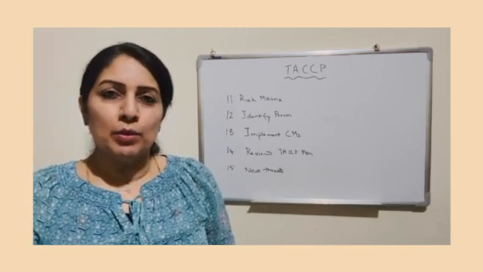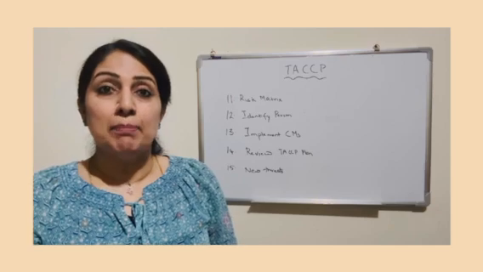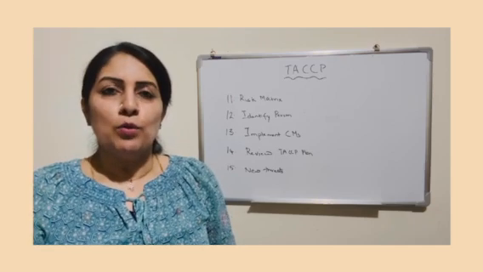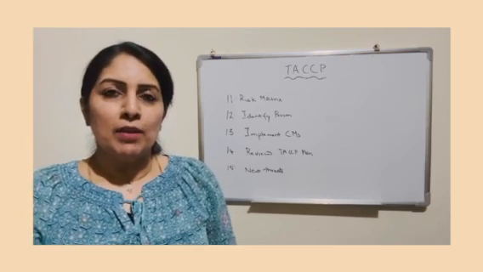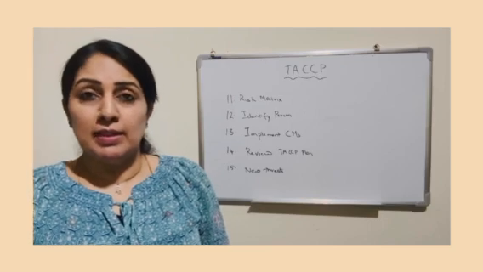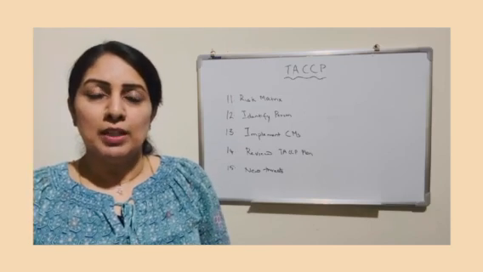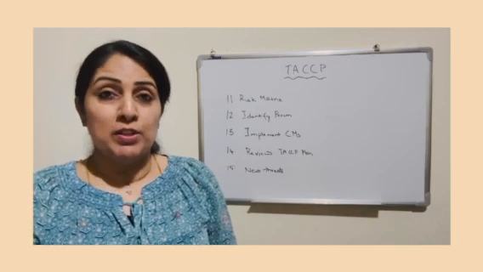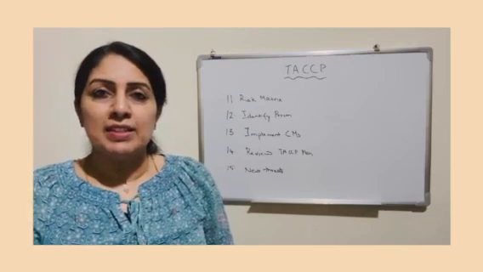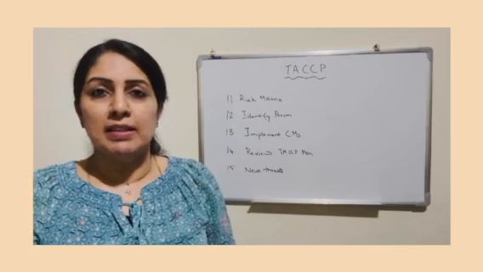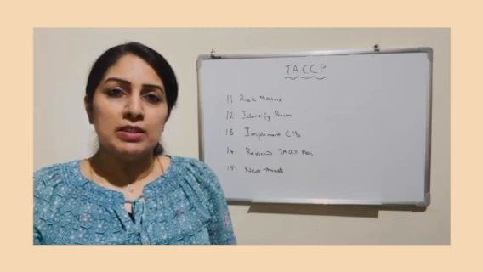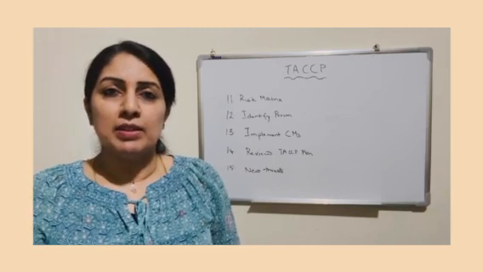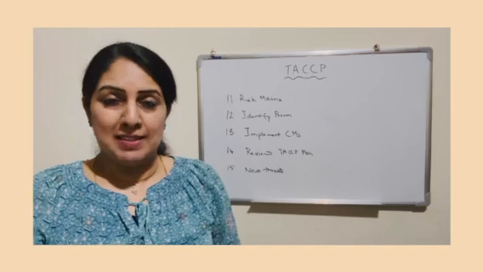Okay, and the third one is very, very important, that is implementation of control measures. Once you've done everything, you have to implement. We have said a lot of control measures in the previous video, such as access controls, cameras, supervision of staff, everything. These control measures are to be implemented in this step. Okay. Then once this is implemented, comes the review of the TACP plan.